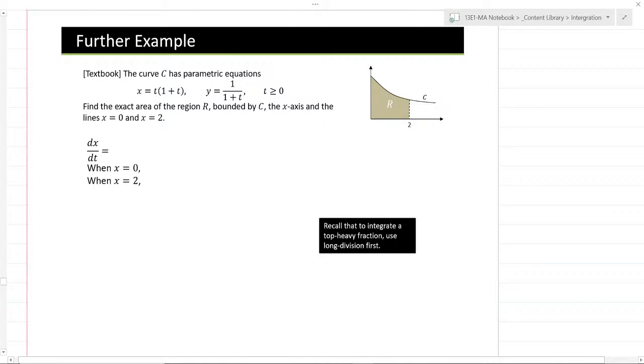So, what things do we need? Well, we need dx by dt. Now, the problem with that is I need to expand this out. So let's just expand that out first. So it's going to be t plus t squared. So dx by dt is going to be equal to 1 plus 2t. Everybody all right with that? Okay. Y is equal to 1 over 1 plus t.